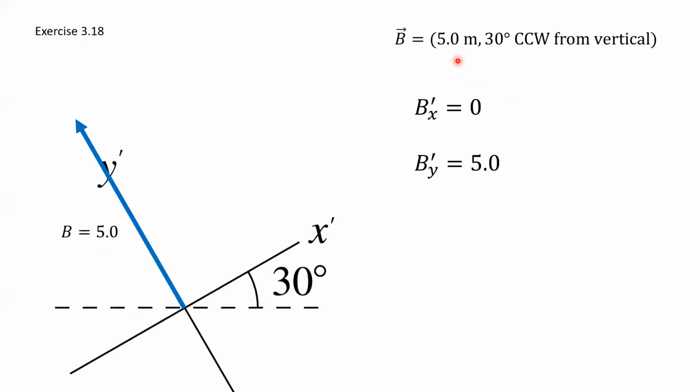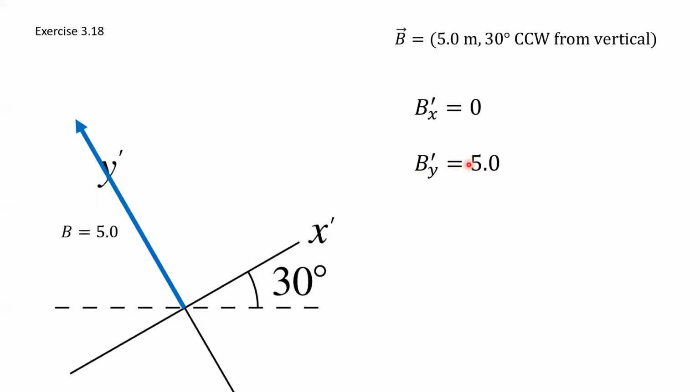Okay, so just by inspection, as they say, we can see that the primed, or the x primed component of vector b is 0, and the y prime component is the full 5 meters. Now, if this vector had been pointing in the opposite direction, so it was still parallel to the y prime axis, but in the opposite direction, then you would just stick a minus sign in front.